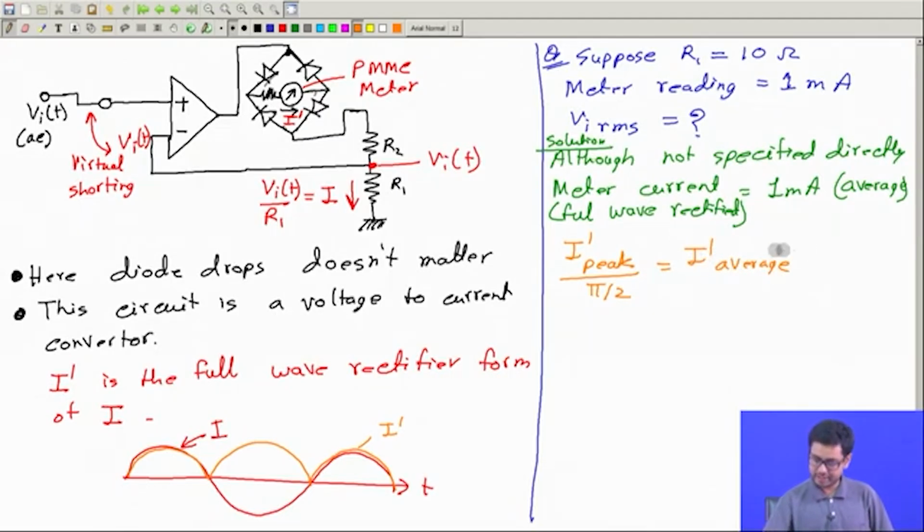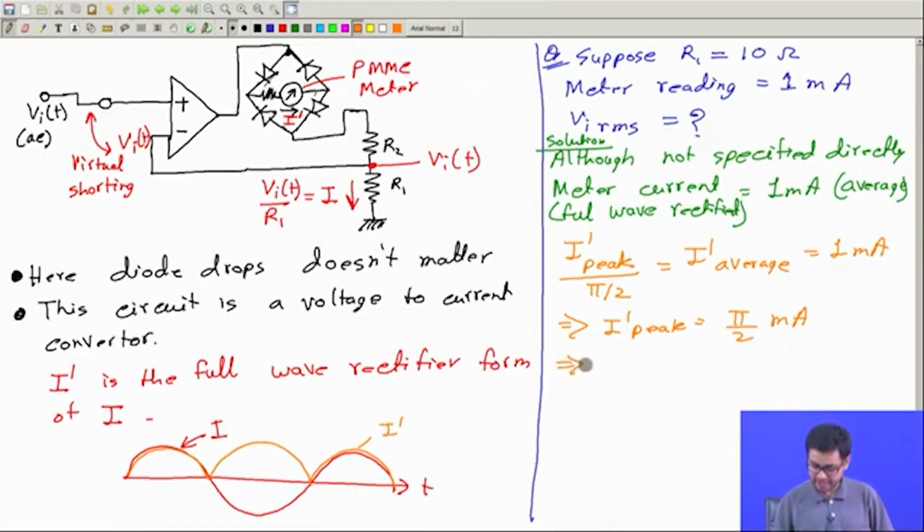Okay, the average value of the meter current is 1 milliampere, and from this we can write that I prime peak is equal to pi by 2 milliampere. So the peak value of this current is this, which also flows through this. You see, I and I prime, one is AC, another is half wave rectified, but their peak values are the same.